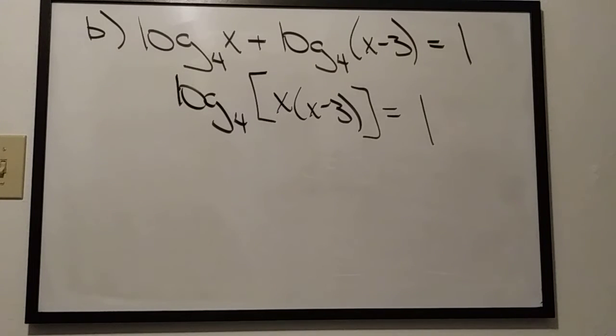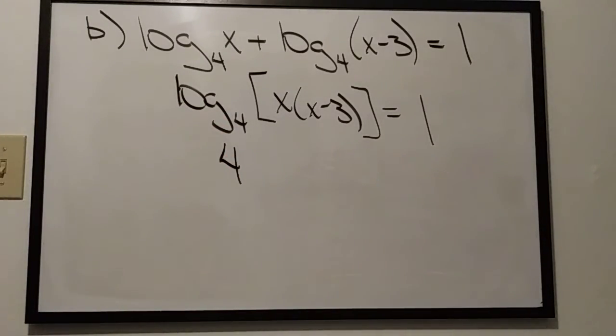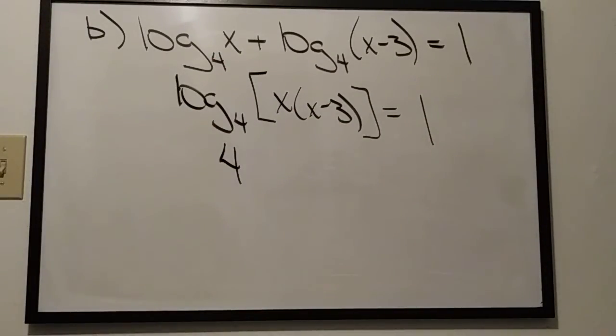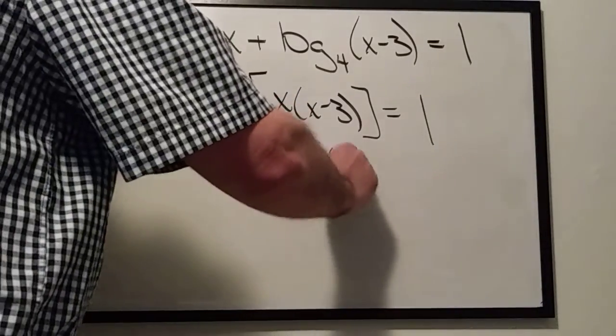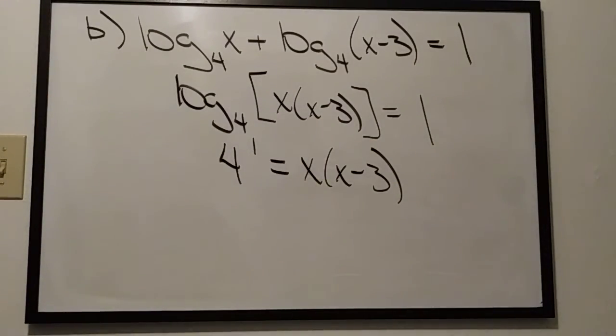So remember that process of equivalent statements. Every logarithmic equation has an equivalent exponential statement behind the scenes. The process we used was that the base of the log was going to be the base of the exponential. The base of the log here is 4, so the base of the exponential is going to be 4. Logs are exponents, so that means we have an exponent of 1. And that ends up being the result that we have inside, the x times the x minus 3. So 4 to the first power is equal to x times the quantity x minus 3.